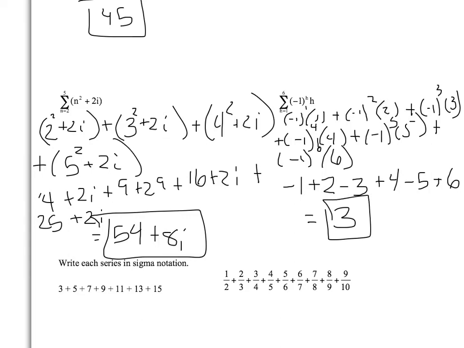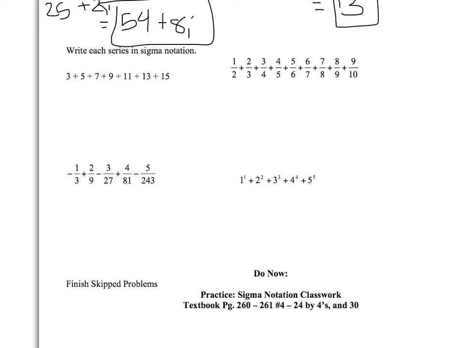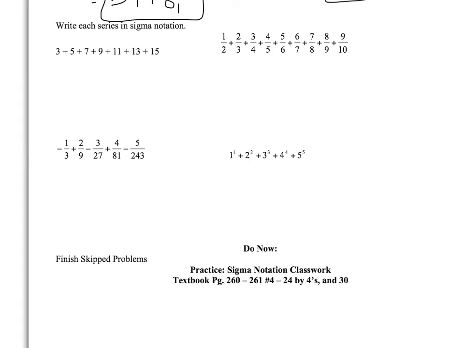Alright, let's look at the others. This is going the other way around. This time I give you the sequence and I'm asking you to write it in sigma notation instead. Let's look at actually this fraction one first. For this fraction one, it's easier to separate the numerator from the denominator. Notice the numerator goes from 1 till 9 in order, and the denominator goes from 2 to 10 in order. So watch what I do here.